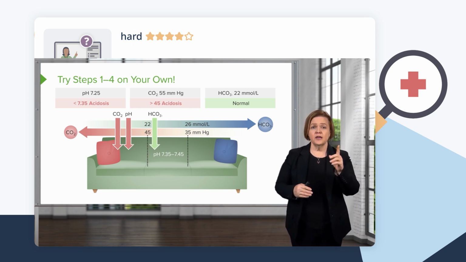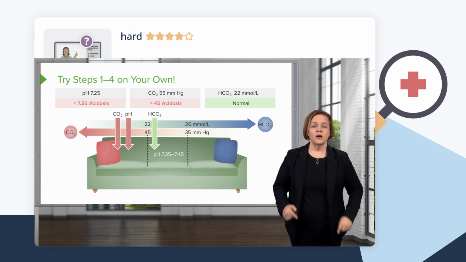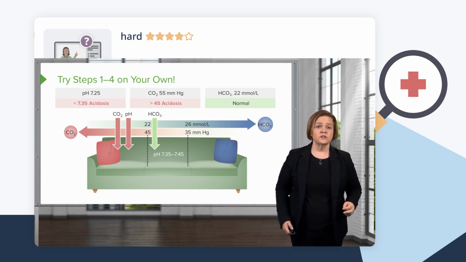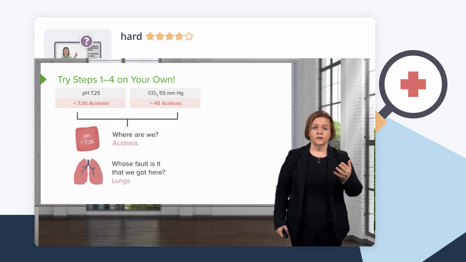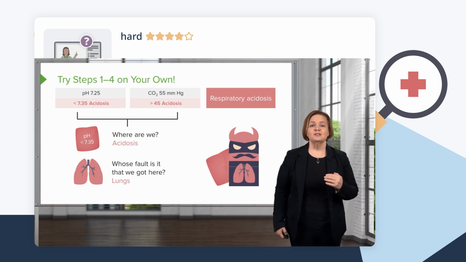So we labeled the pH acidotic, we labeled the CO2 acidotic, because step 4, you do the pH matchup. We know it's CO2 is the problem, and lungs control the CO2. So this patient is in respiratory acidosis. The pH told us where we are, acidosis. Whose fault it is, the lungs, because the lungs control the CO2 levels. So we're in respiratory acidosis.